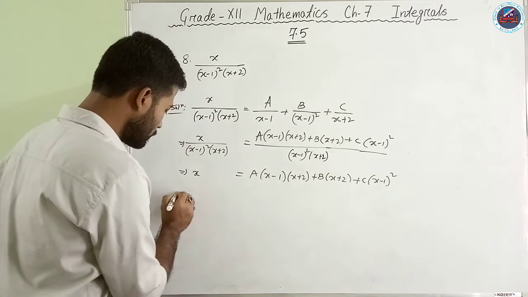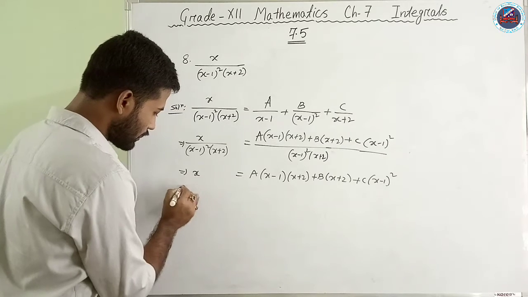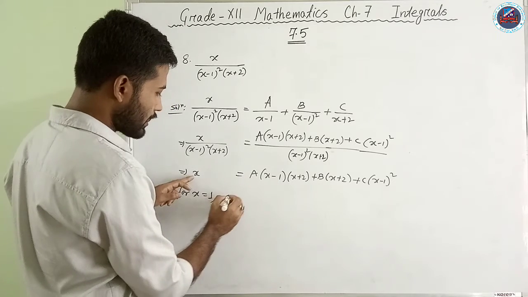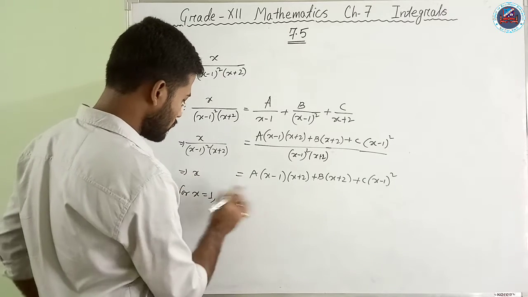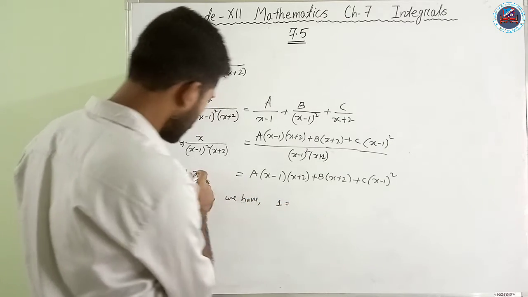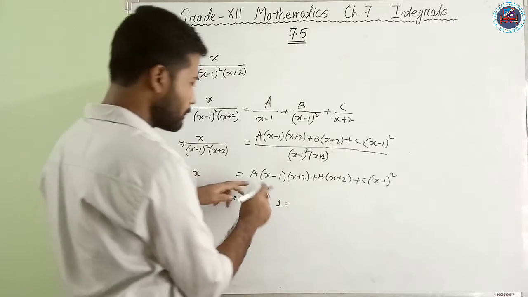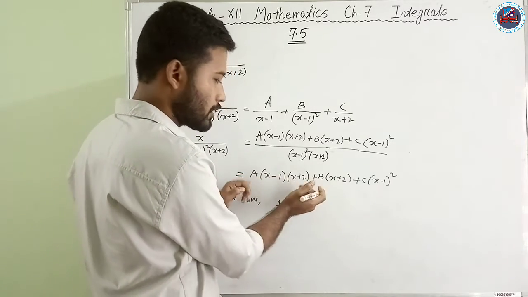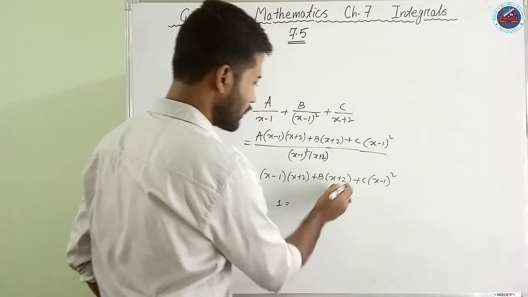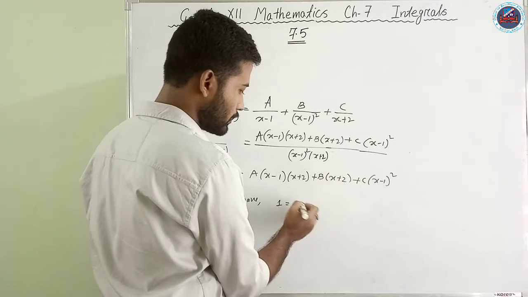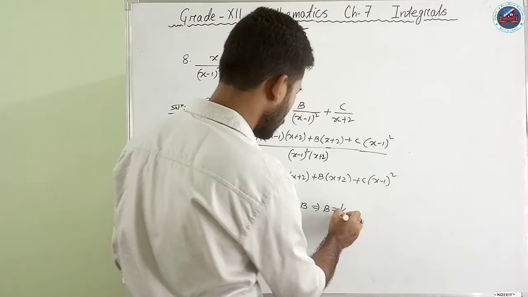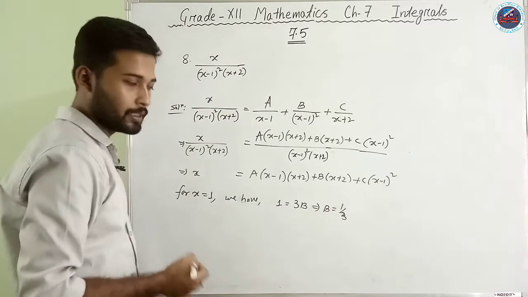So for x is equal to 1, if I put 1 here, this x will be replaced by 1, isn't it? So we have 1 is equal to, in place of this x, and if we put 1 here, this will be 0, this whole term will be 0, this will be 0, this whole term will be 0, and what about this term? It will be 1 plus 2 will be 3, so it will be 3b, and from there I can write b is equal to 1 by 3. So we have got the value of b.